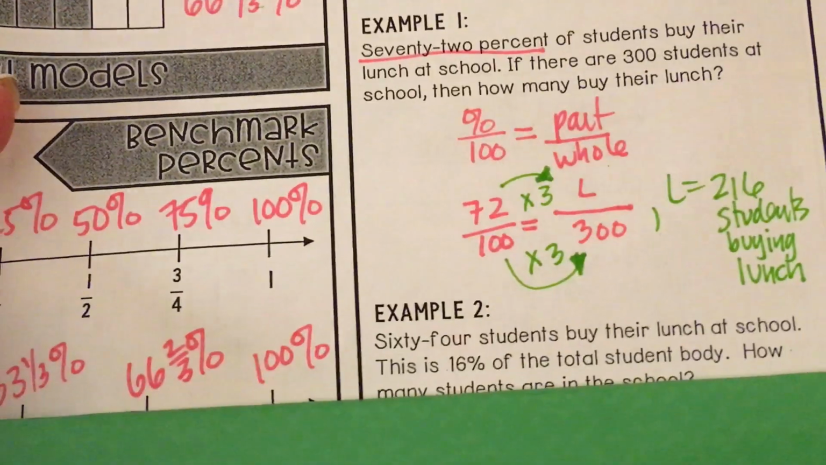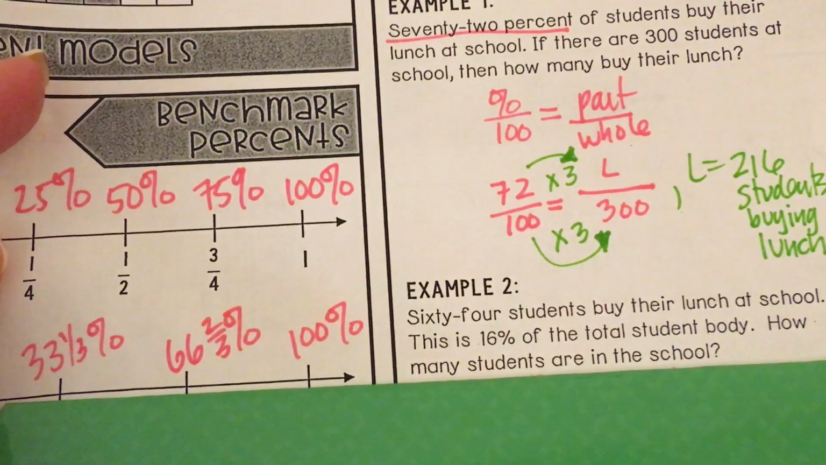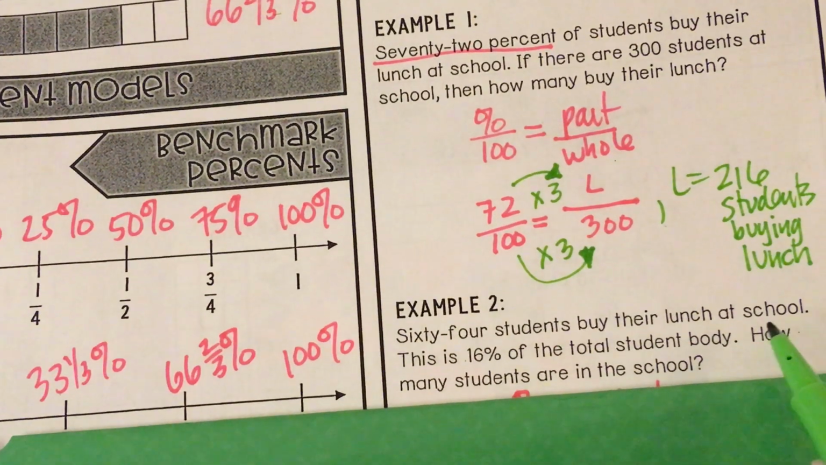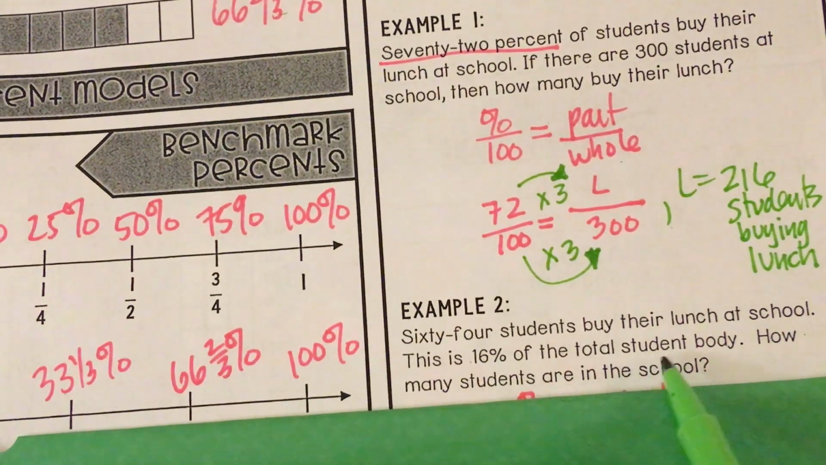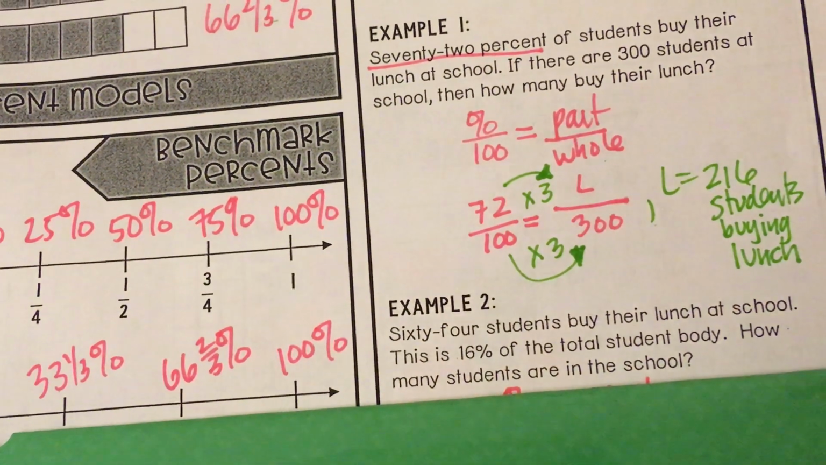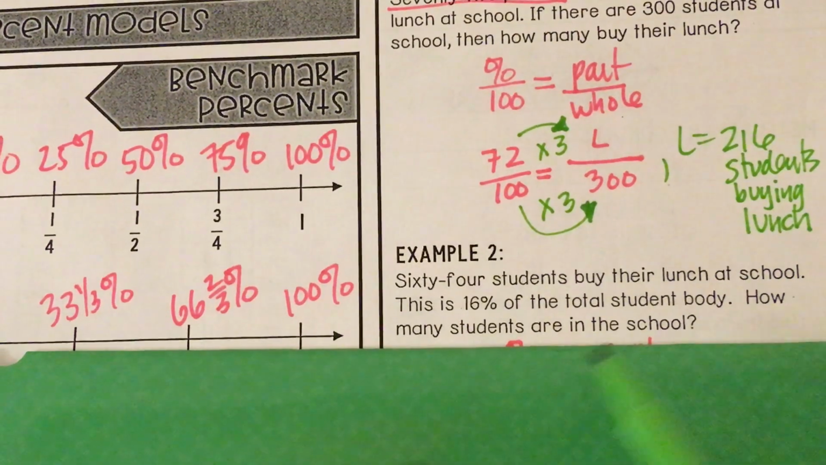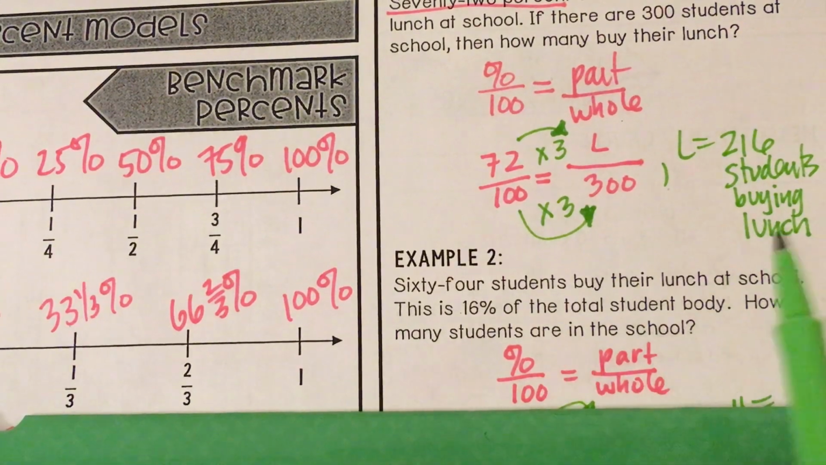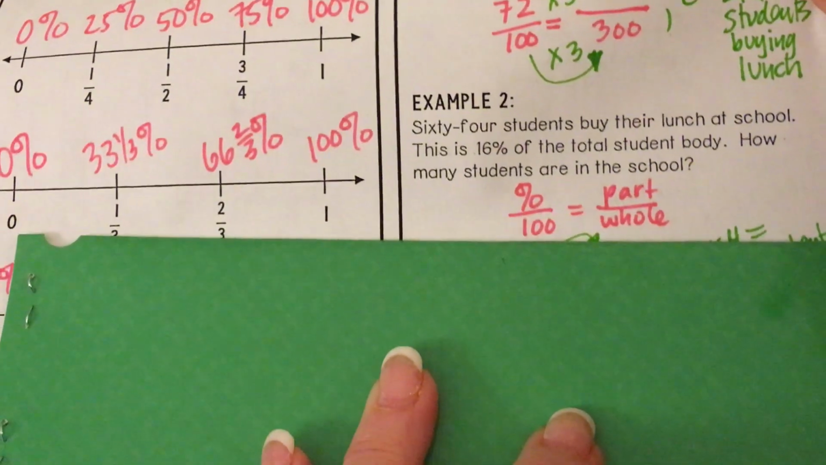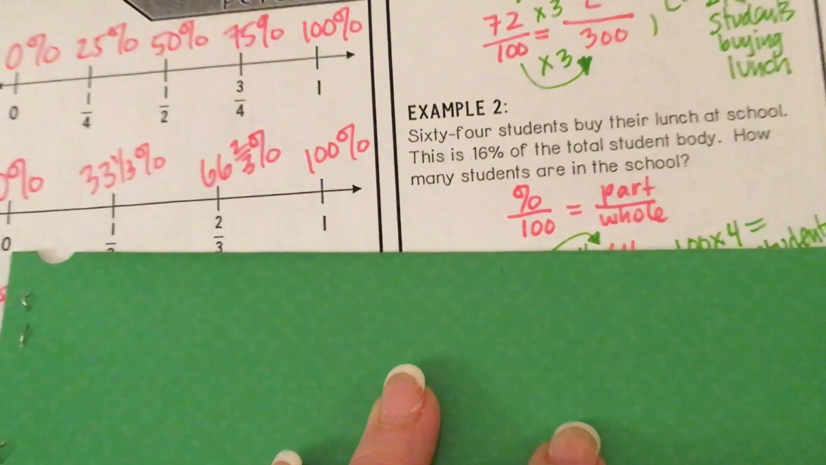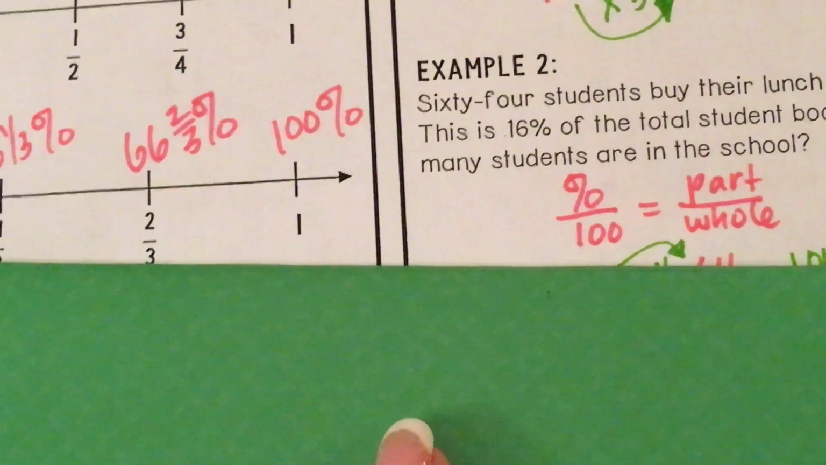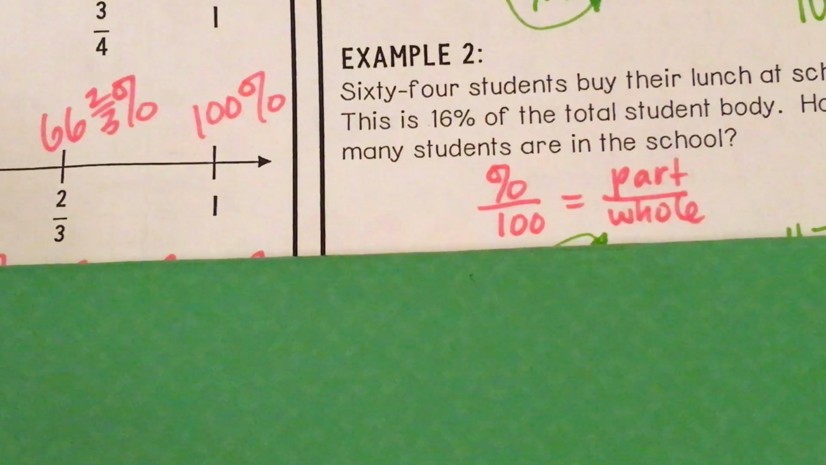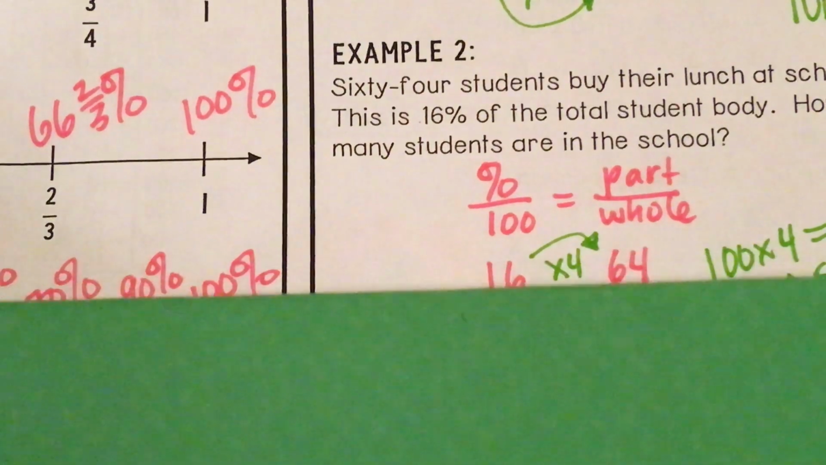Okay, let's do the next one. 64 students buy their lunch at school. This is 16% of the total student body. And student body just means how many people are at school. How many students are in the school? So again, we start with the proportion that we should be memorizing. Here, let's get this a little bigger. Percent over 100 equals part over whole.